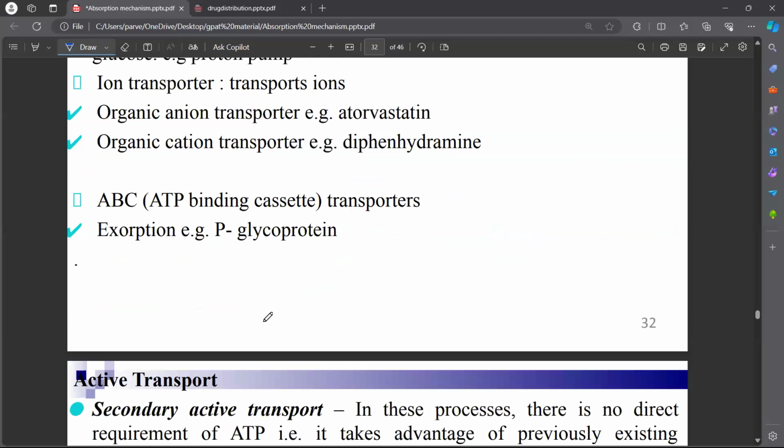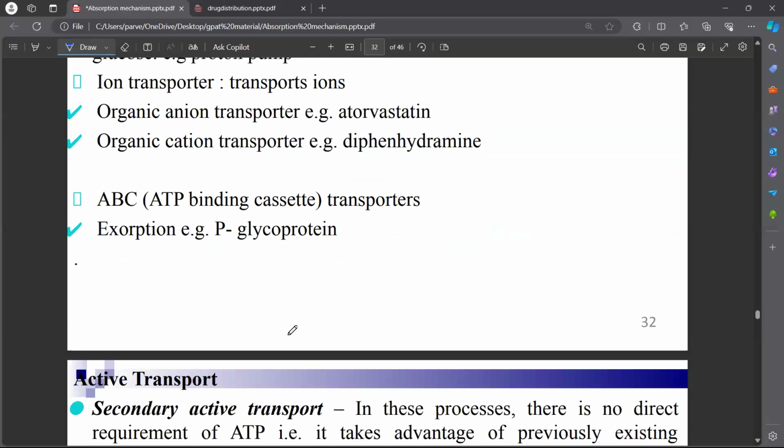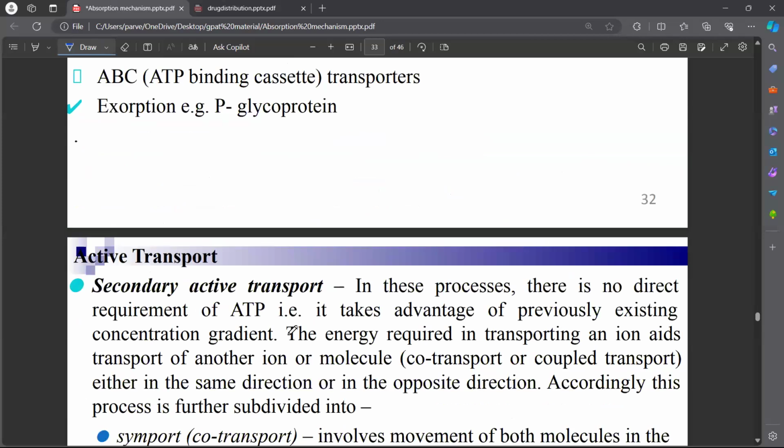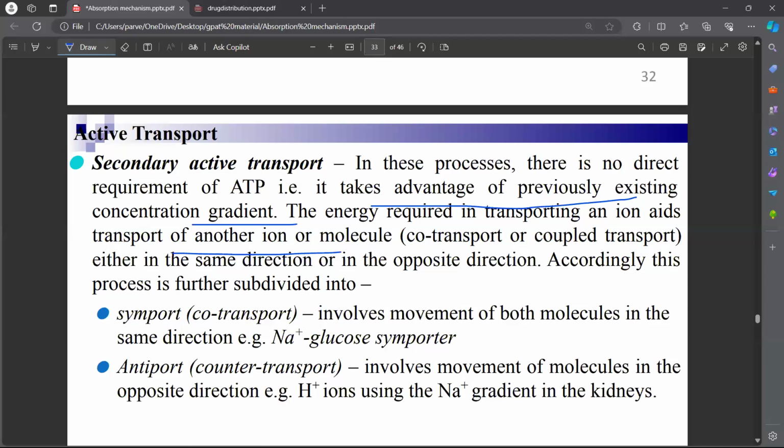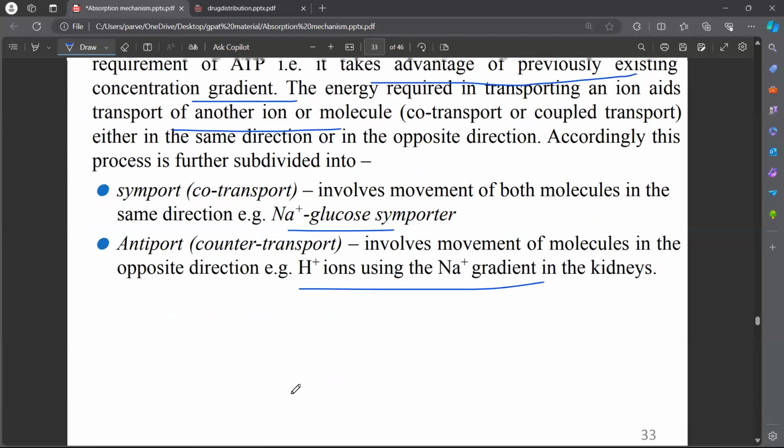In secondary active transport, as I mentioned, two molecules are transported at a time, but only one energy requirement exists. The energy required for the transport of one molecule is utilized for the transport of the other molecule. So in this process, there is no direct requirement of ATP. It takes advantage of a previously existing concentration gradient. The energy required in the transportation of the ion aids the transport of another molecule. So it is also known as co-transport or coupled transport, where two molecules are transported together. For example, the sodium glucose transporter and the sodium ion and proton ion transporter.